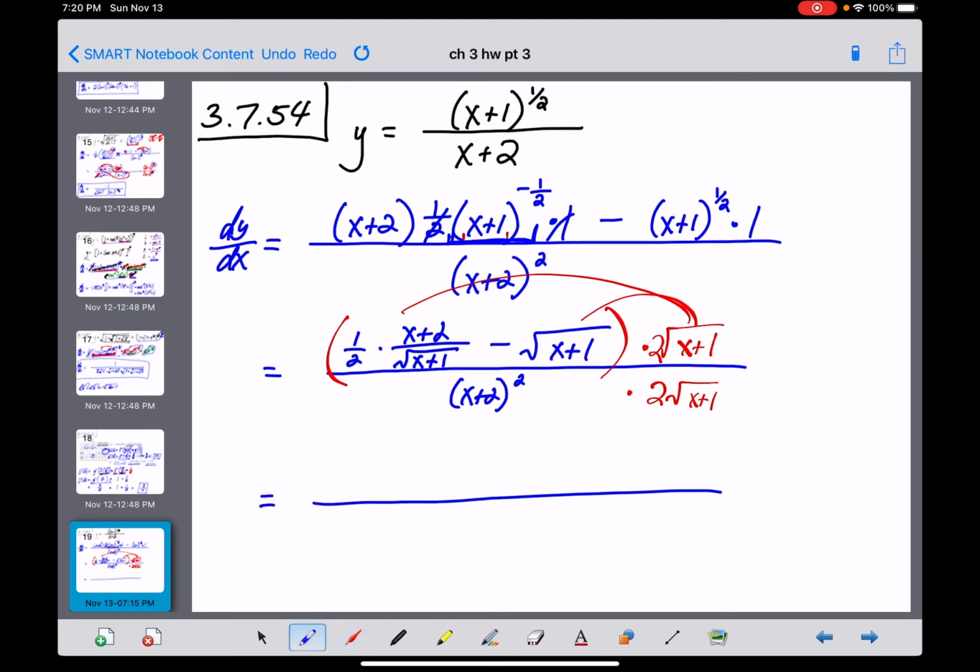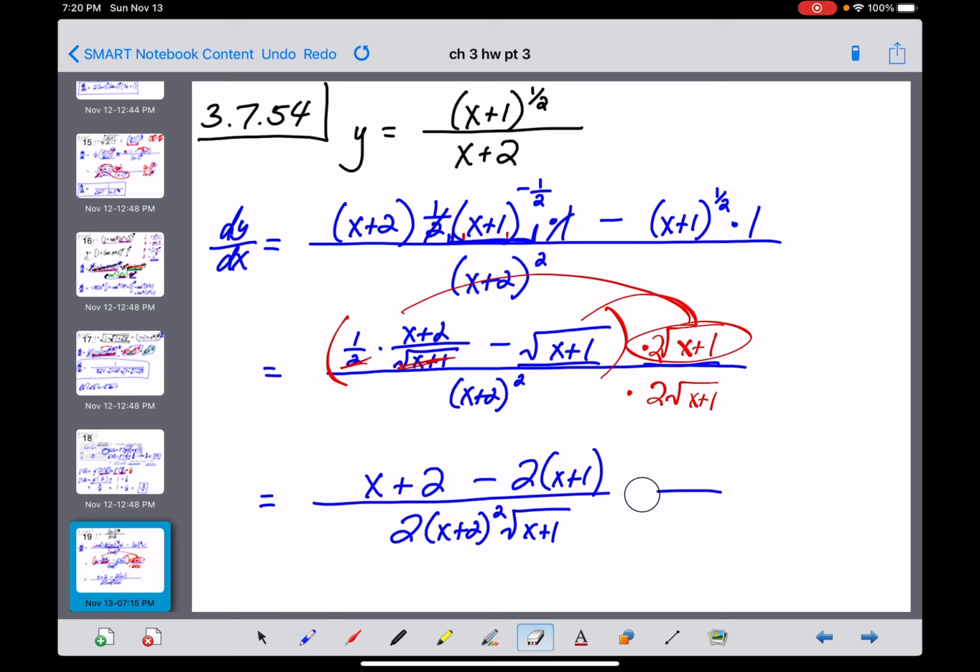Now the big payoff to this is that we've just eliminated this 2 and this square root of x plus 1 by multiplying it by this. So that first term in the numerator is just going to become an x plus 2. And then minus, all right, this times this now, there's going to be a 2 out in front, and the square root of x plus 1 times itself is just going to be x plus 1. That got rid of all the complex fractions now, and our denominator looks like it's going to be a 2, whatever order you want to write this in is fine, x plus 2 quantity squared times the square root of x plus 1.